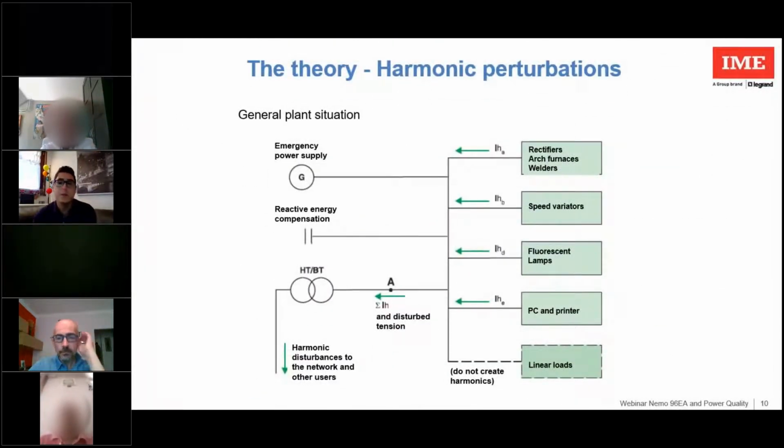So this is an example of a system where harmonics can be generated which disturb our network. As I said, rectifiers, welders, fluorescent lamps, or even simple PCs or printers distort the waveform and propagate it through the network and towards other users.